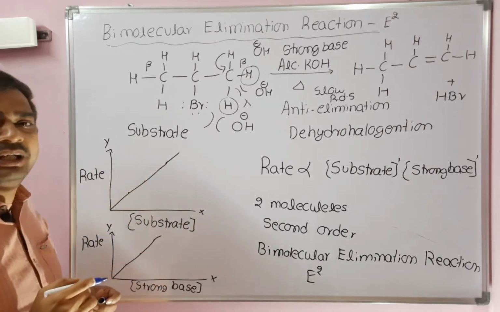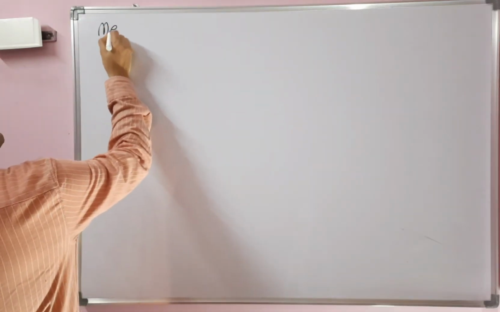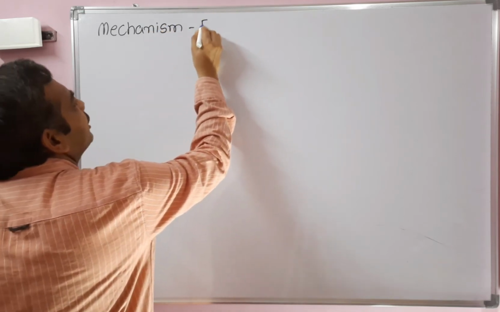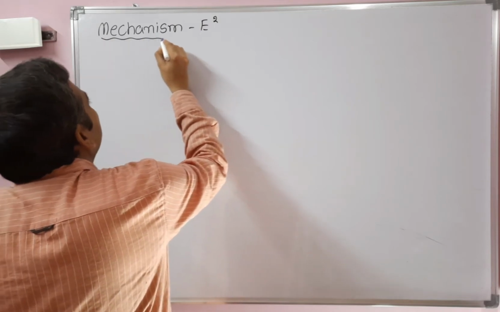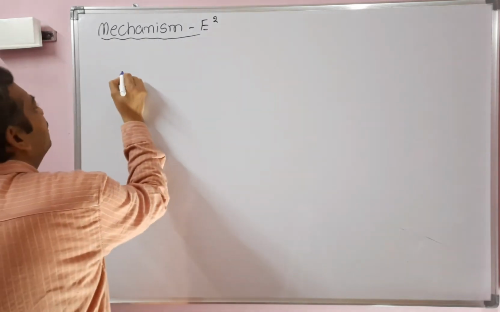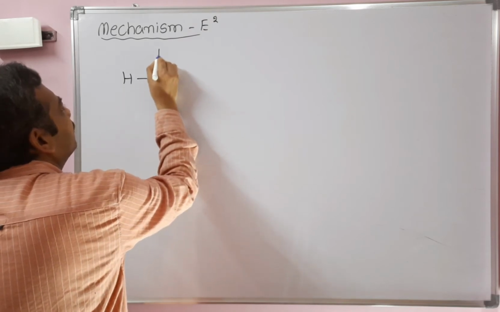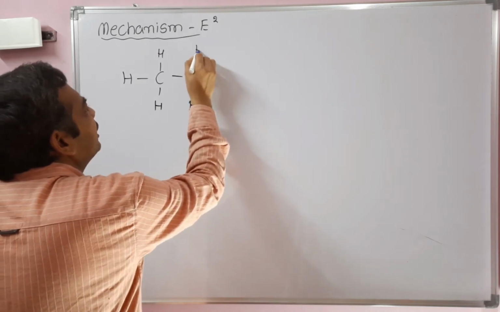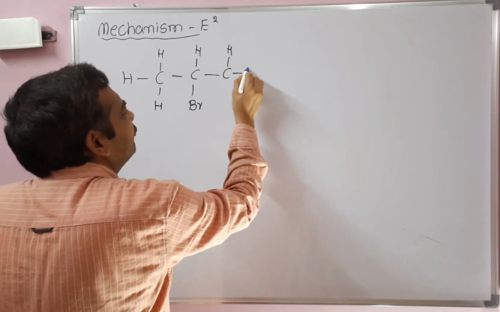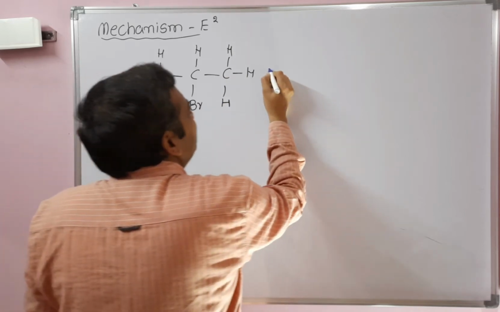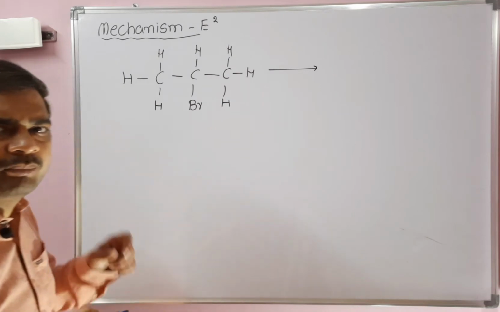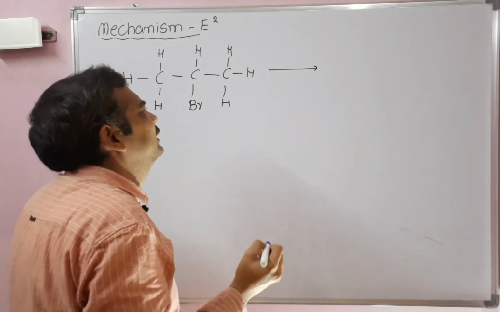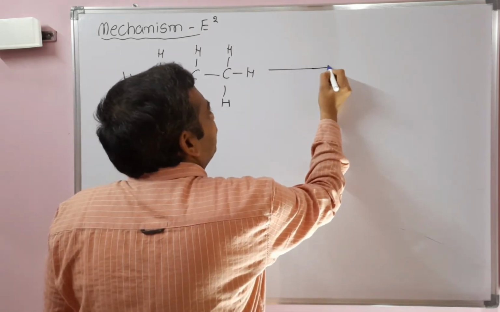So take a subheading, mechanism. Mechanism for E2 reaction. Let's see how it is different from the E1 reaction. Take the same example, 2-bromopropane. 2-bromopropane reacts with the strong base required for E2 elimination. Generally it is a single step, but we can write it in 2 steps. Actually it is a single step reaction, only a single step.